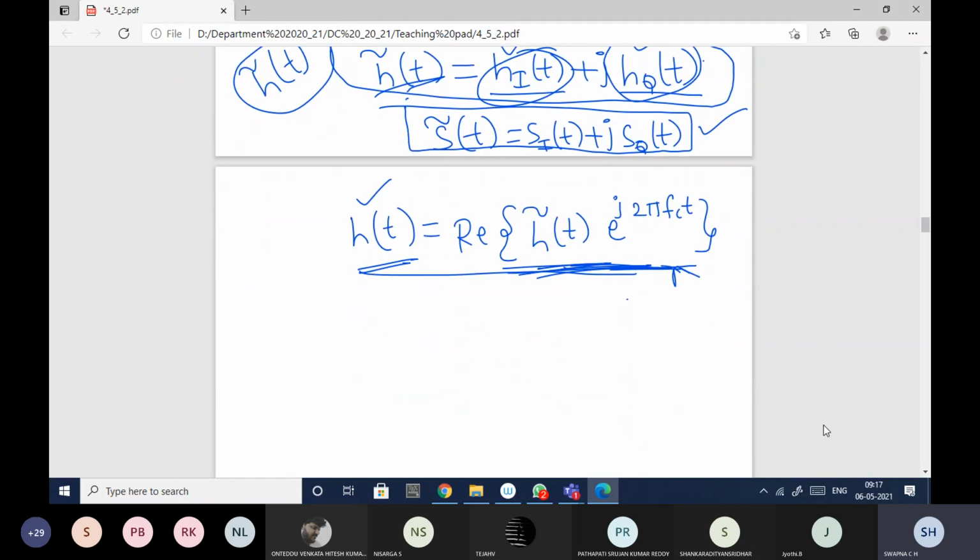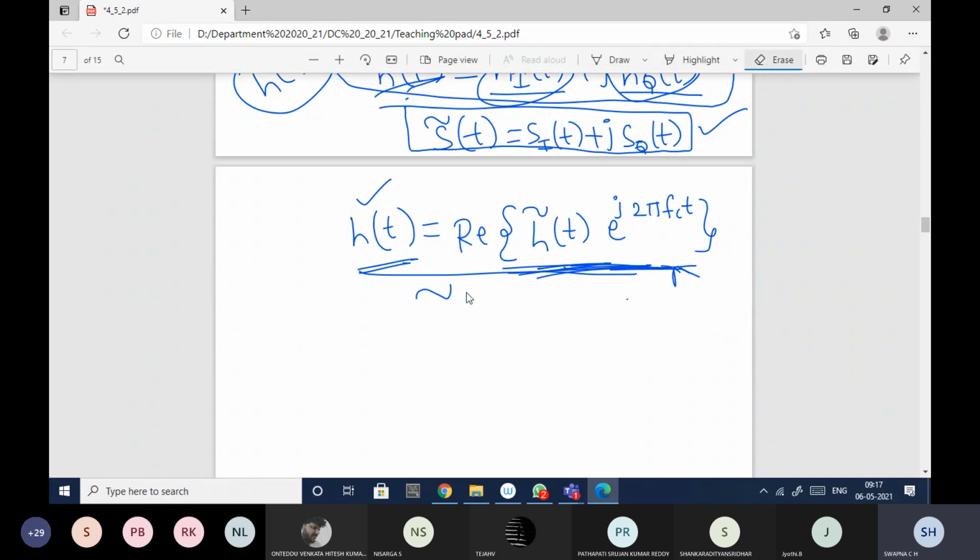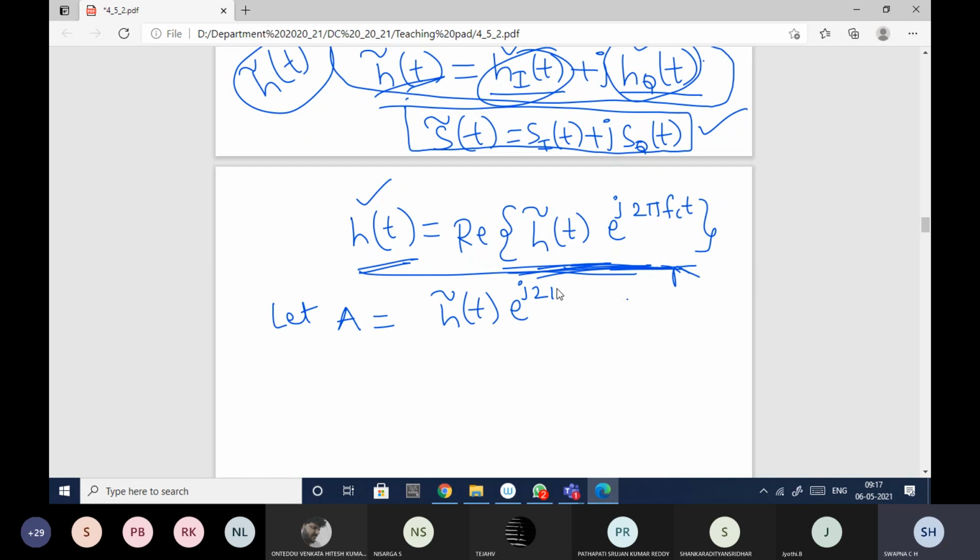Now, further continuation. My final aim is to get h tilde of t. In order to get this h tilde of t, I will do some mathematical analysis. So let A be equal to h tilde of t into e power j 2 pi fct. I have taken A equal to h tilde of t e power j 2 pi fct. Can anybody tell me whether this will be a complex number or a real number?